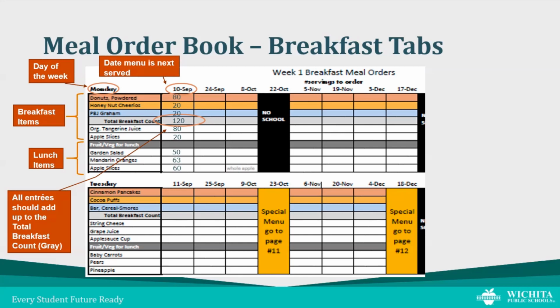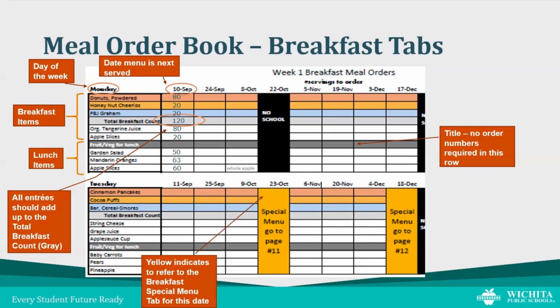The orange, tangerine juice, and apple slices are choice items, so you should order those based on the number the kids take. The title line, where you see fruit, vegetable for lunch, does not require any numbers. The yellow boxes indicate that you need to go to the breakfast special menu tab for this date.